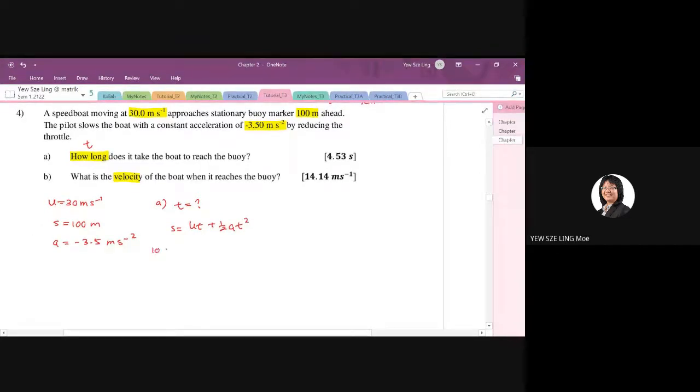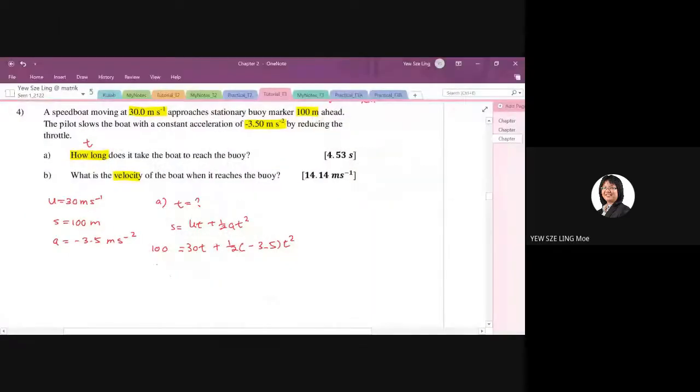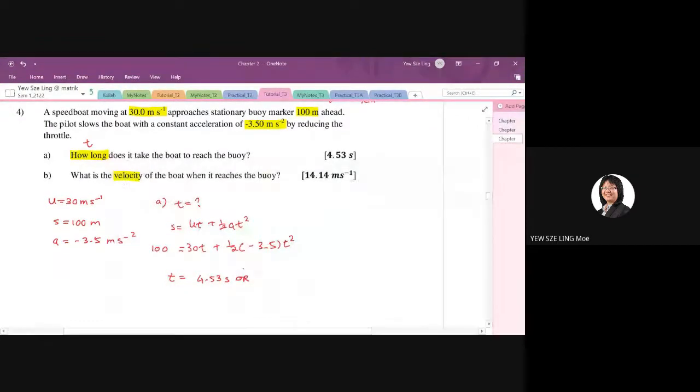So s is 100 equals to 30t plus 1 over 2 times negative 3.5 t squared. For this question, if I'm not mistaken, you will get a positive and a negative time, but in this question you will get two positive. So you will get t equals to 4.53 seconds, or your second value is 12.61 seconds. When you have two positive values, we go for the one with the smaller value.